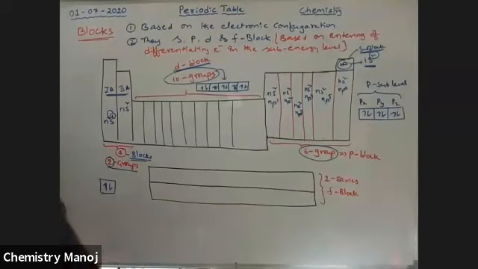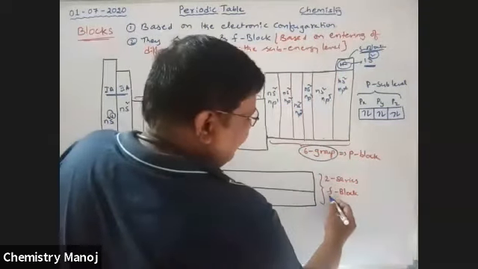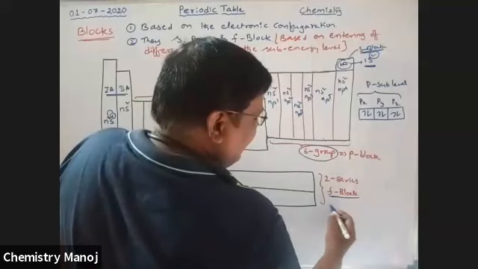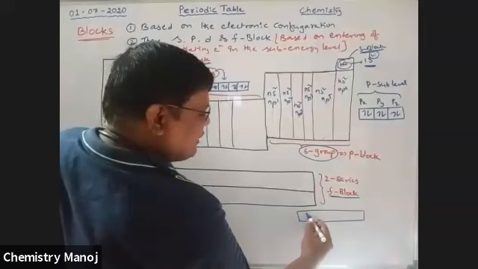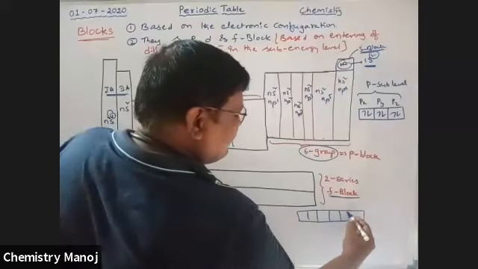Next, F block elements. That means here F orbitals are involved. In the F sub-energy level, there are 7 orbitals.